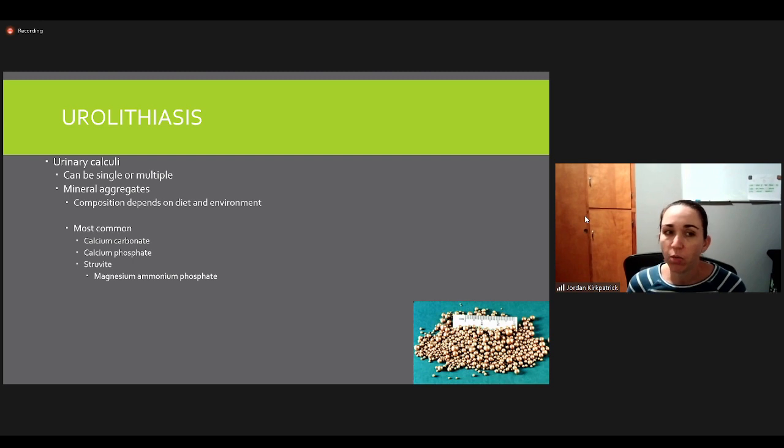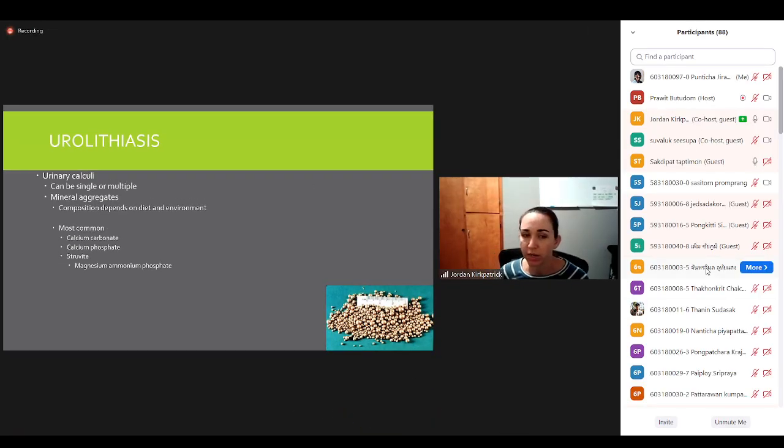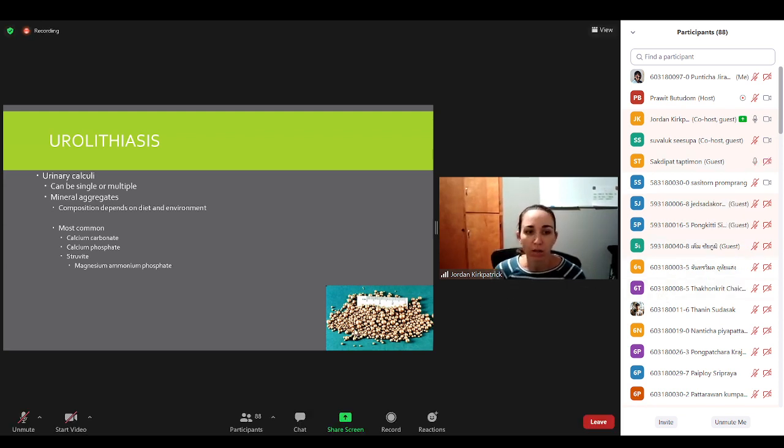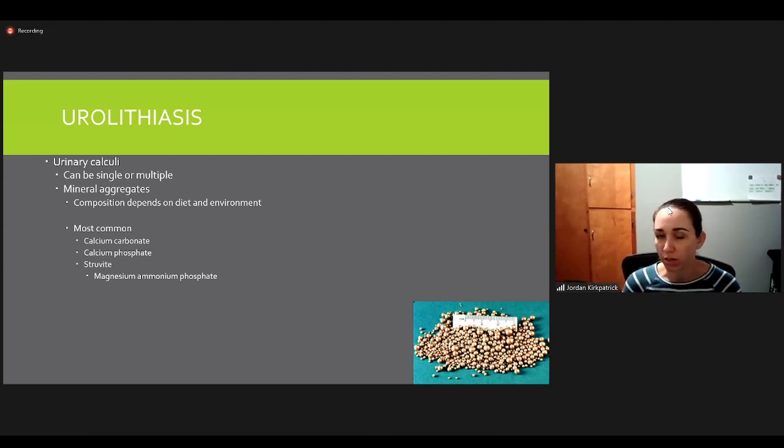And so basically what it is, urinary calculi form, and it can be single or multiple. And the calculi are mineral aggregates. The composition depends on the diet and the environment. The most common are calcium carbonate, calcium phosphate, and struvite. The struvite is more common in pot-bellied pigs. Calcium carbonate tends to be a little bit more common in the goats. Any of the species can get any of these, but struvite is a little bit more common in the pot-bellied pigs because we are seeing this condition in them as well, and it's all dietary related in the pet pigs.